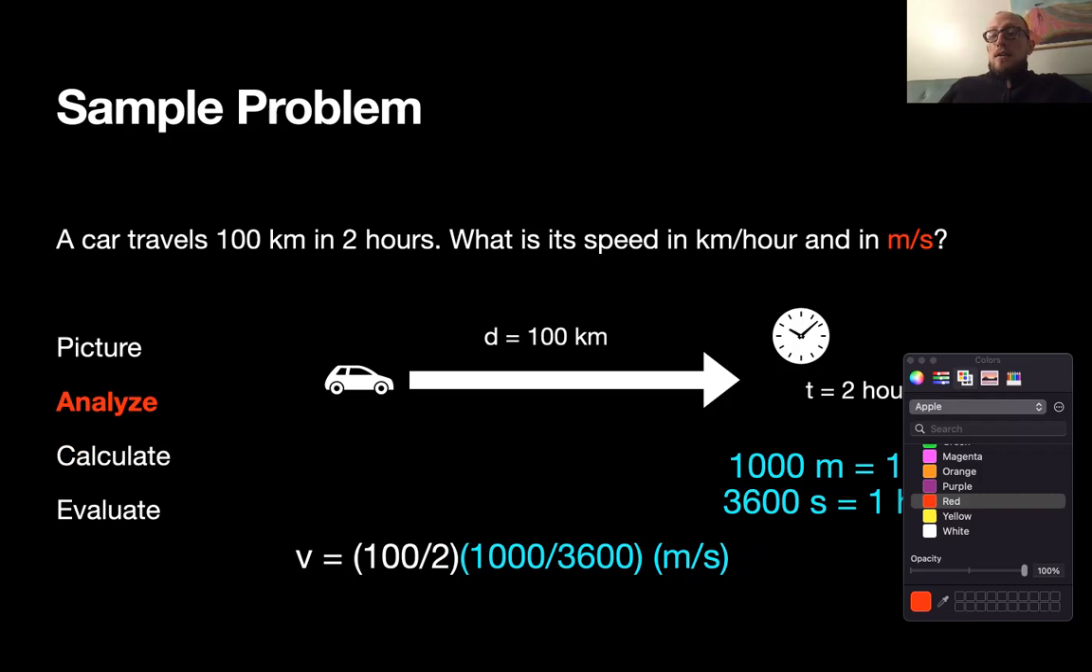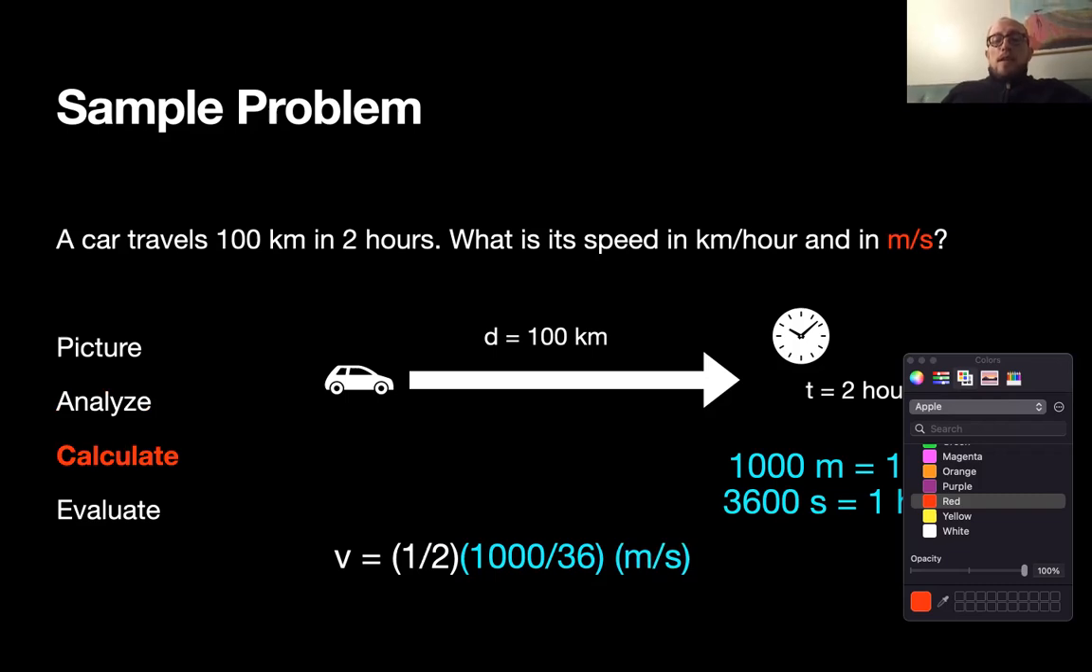I'm still analyzing. I haven't done any calculations yet. But now it's time for some calculations. So the first thing I'm going to do is get rid of some hundreds. I had 3,600 and I had 100 kilometers, and 100 will cancel with 100. And now I'm going to do another little calculation here. I'm going to take 1,000 and divide it by 72, which is 2 times 36 in the denominator. And now I can put that 1,000 divided by 72 in my calculator, and I get a nice answer like 13.9. And that should be the answer in meters per second.